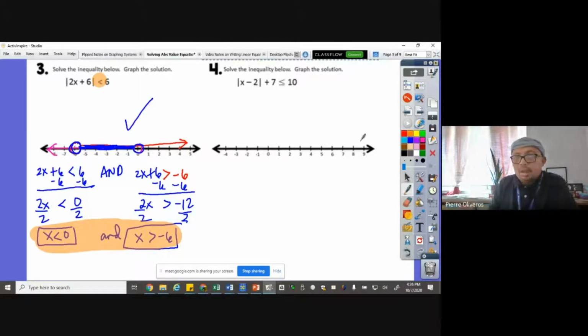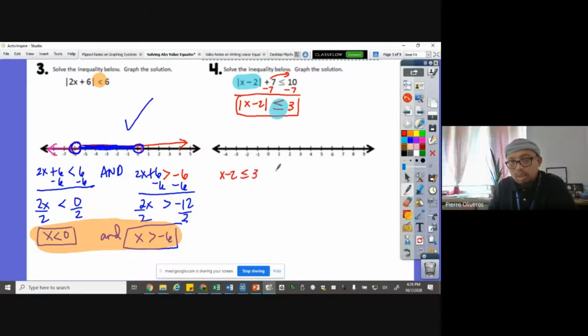Next. Absolute value of x minus 2, plus 7, less than or equal to 10. Again, you want the absolute value by itself, so move the 7 to the right by subtracting 7. You now have absolute value of x minus 2 less than or equal to 3. Since this one is less than, we're going to do the same thing as in number 3. So x minus 2 less than or equal to 3, and because it's less than, x minus 2 greater than or equal to negative 3.